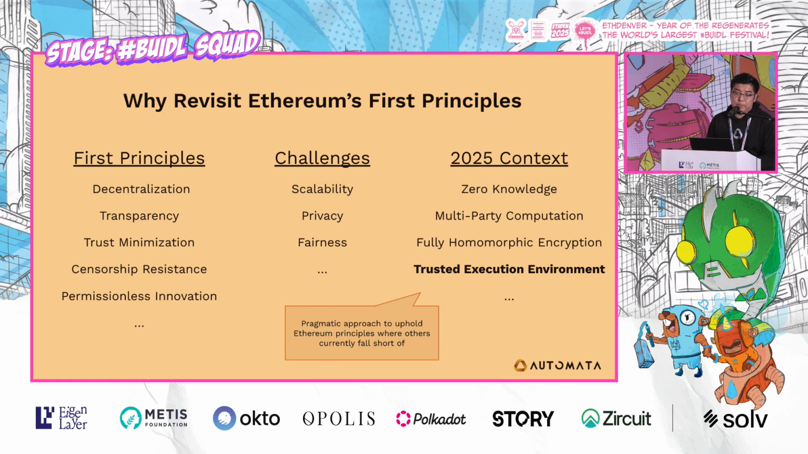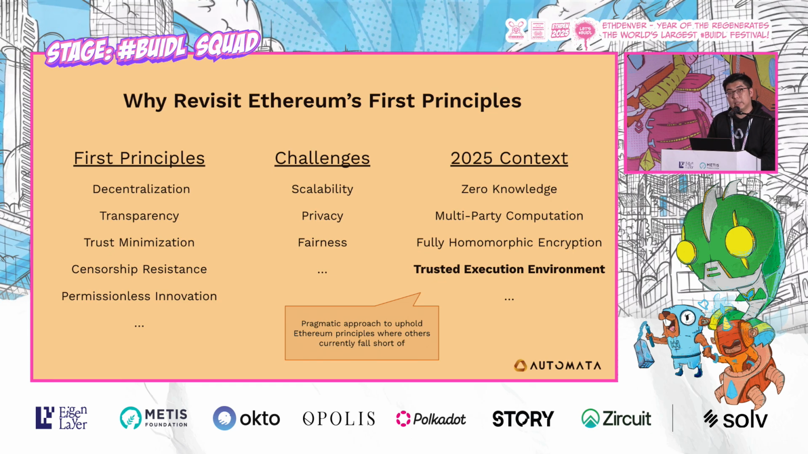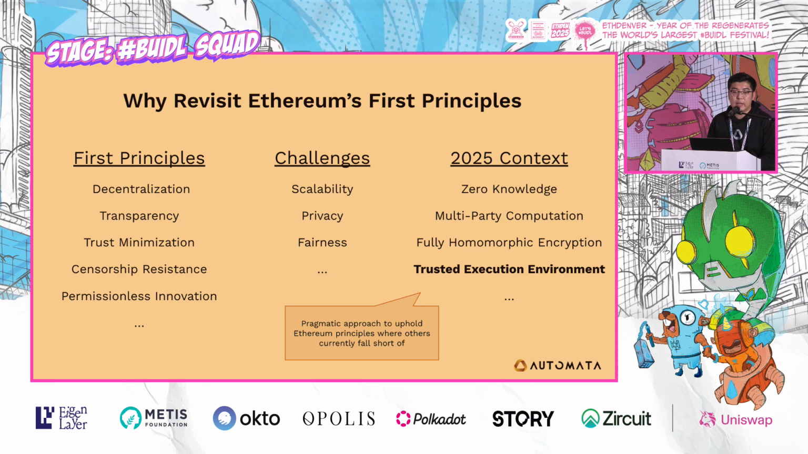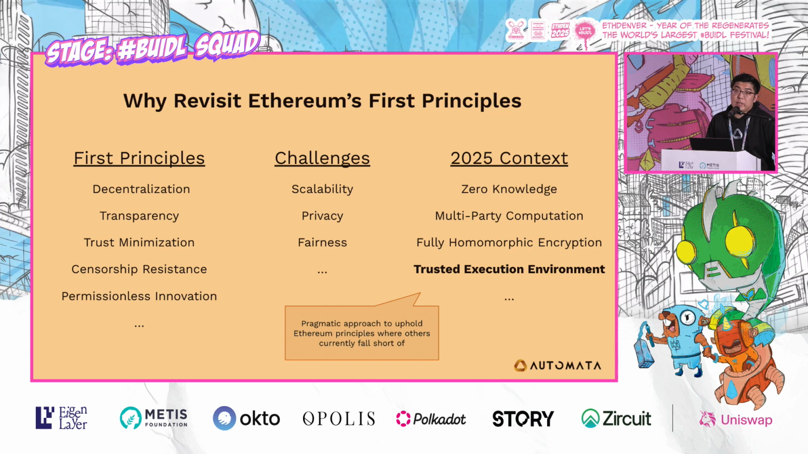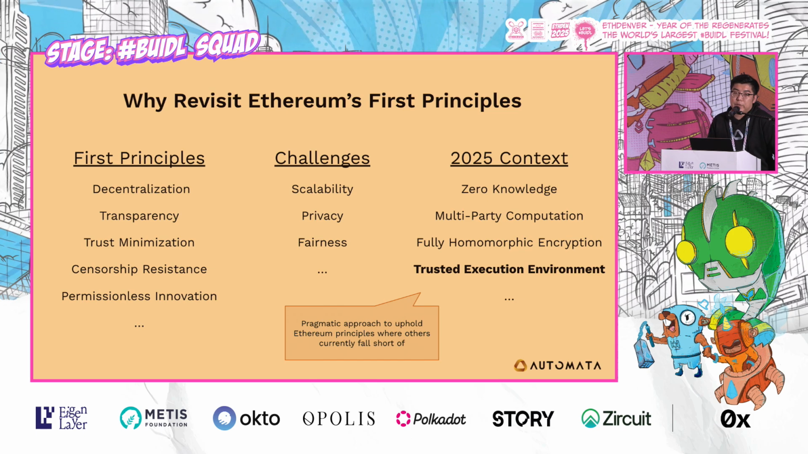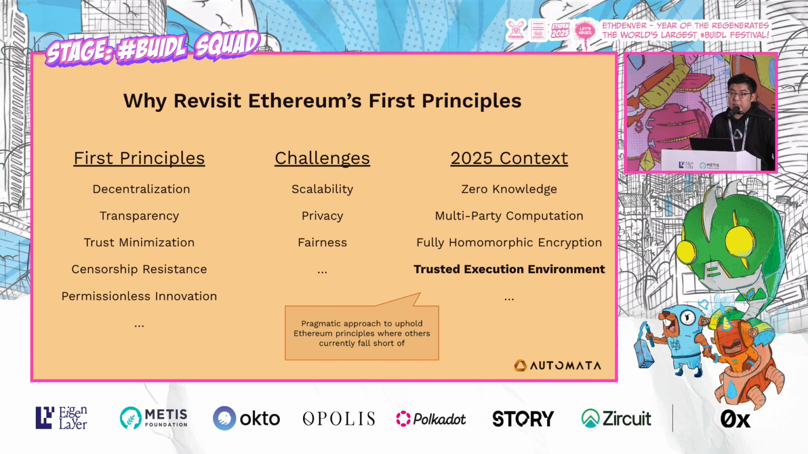In essence, Ethereum had a lot of first principles when it was founded almost 8 years ago. Some of the principles include decentralization, such as privacy, transparency, as well as trust minimization. One of the more prominent ones coming out recently is censorship resistance. Ever since we started the transition from proof of work to proof of stake, this has been a really important topic.